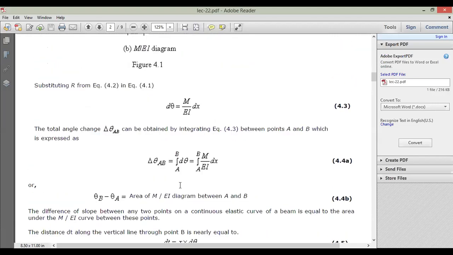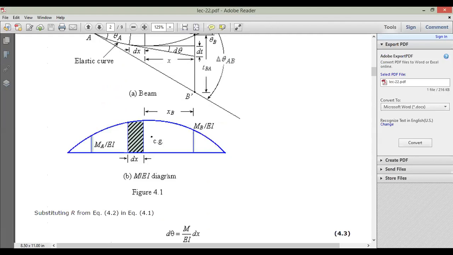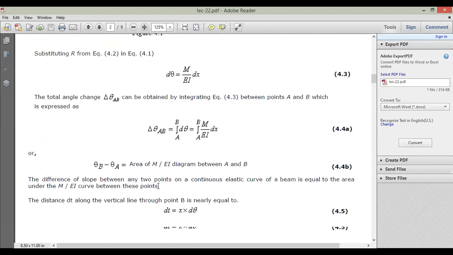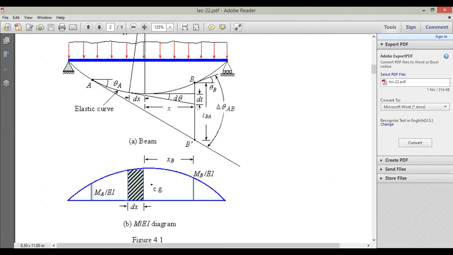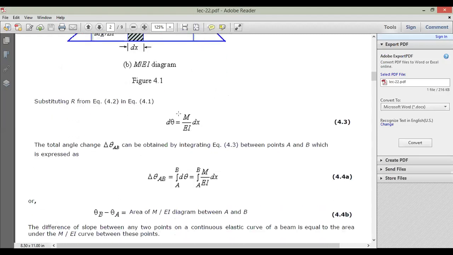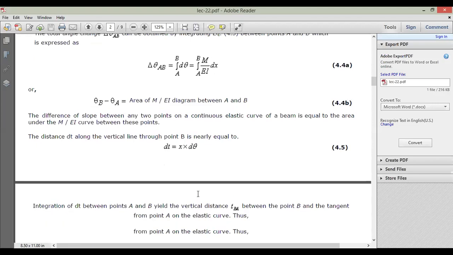So, sorry, dt is equal to x into d theta. So we find that angle equals arc upon radius. This is quite small, so we can take dt as the arc, with radius x. So angle equals arc upon radius: d theta is equal to dt by x. So we find dt is equal to x into d theta. This way it comes out that dt equals x into d theta.